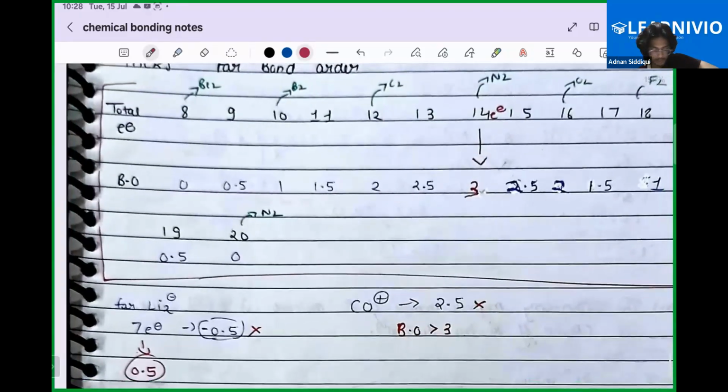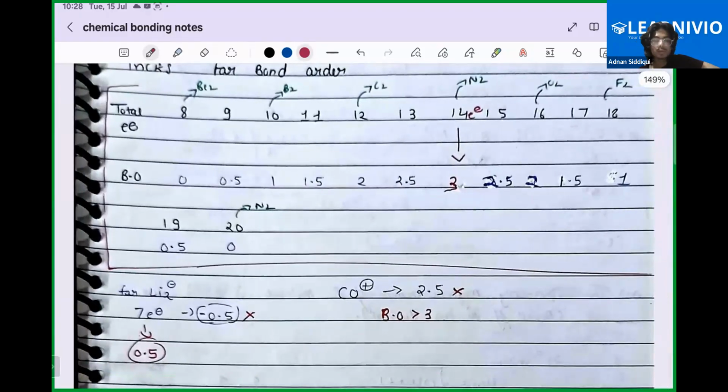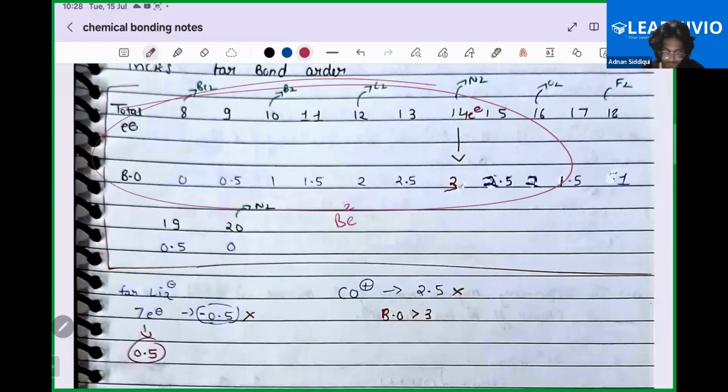what do we have here? A question for you. Just try to think about it. You don't have to use chemistry here. You have to use your general knowledge. If I am asking what should be the bond order for the Be2 negative molecule, how can you answer it with the help of this Be2 data? Be2 negative.